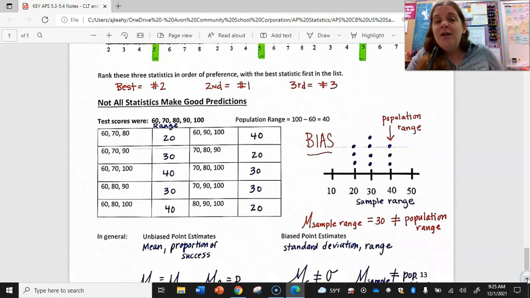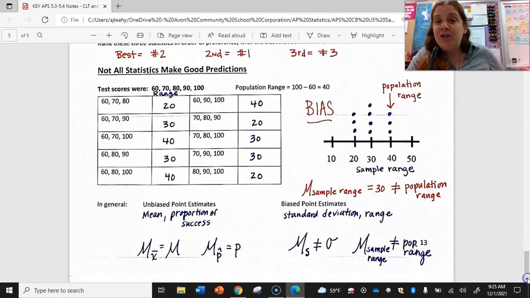Okay, now, not all statistics make good predictions. Means and proportions are unbiased estimates. So if you look down here, means do a good job because the mean of X bar is always equal to the mean of the population. And the mean of P hat, the sampling distribution of proportion, is also equal to the population proportion. Okay, but standard deviation and range are awful.